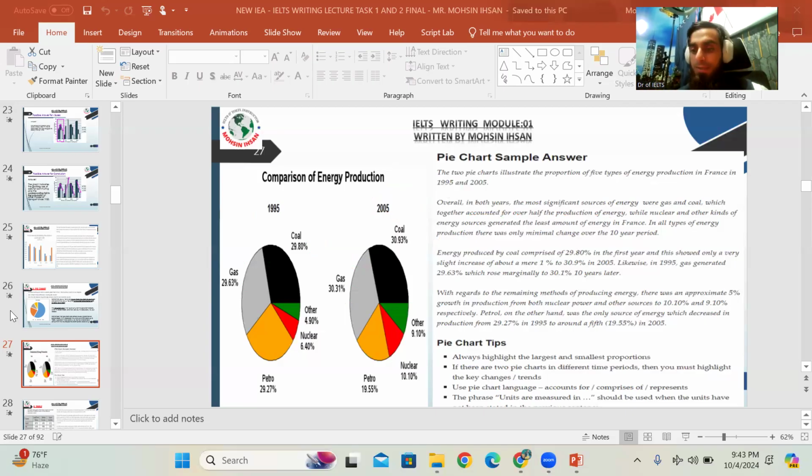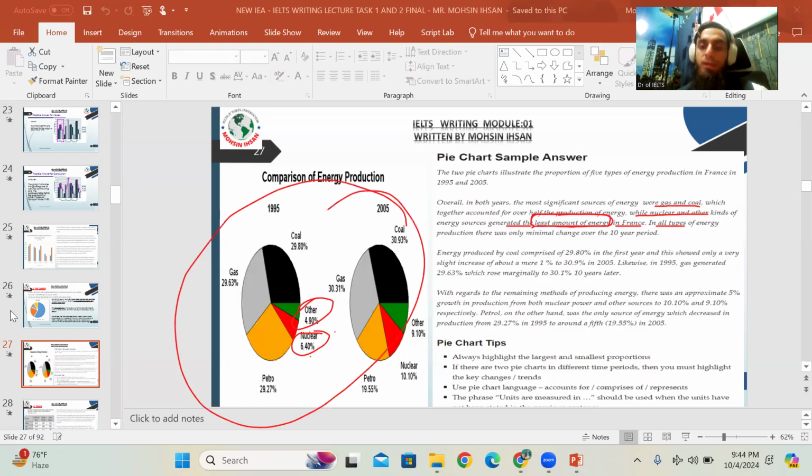Now next further, while nuclear and other kinds, 6 ये less है. So the least amount of energy in France. Least, second form, least, less. Second, the least amount of energy. We use this also for less, least amount of energy in France. In all types of energy, अब all types में क्या है? Production there was only minimal change over the 10 years period.